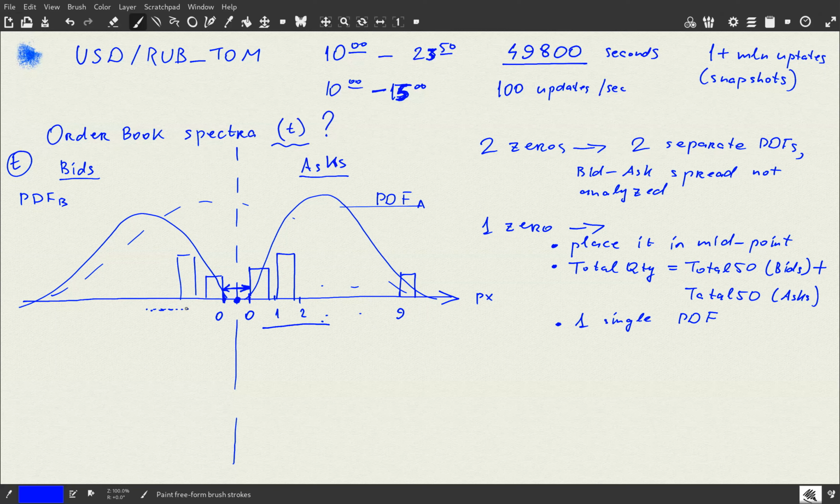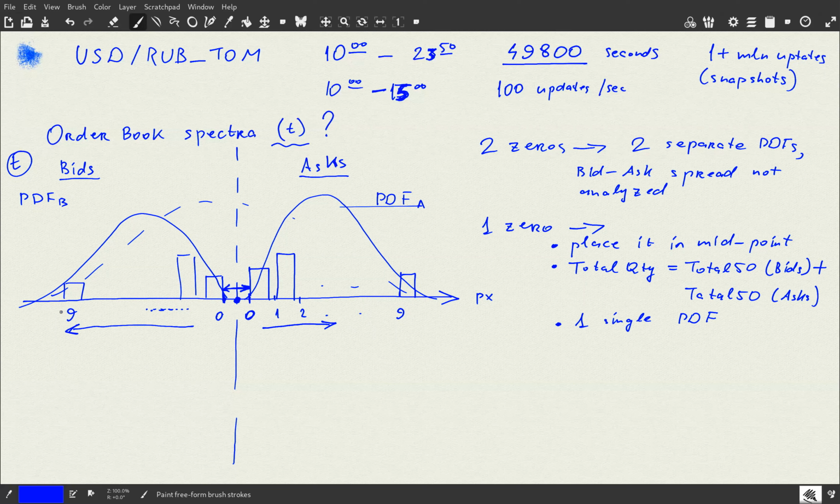Actually, for me, it's not clear why we should consider them as negative ones. I would say probably not. What you should do is just to number the intervals. You number the intervals from 0 to 9, if two zeros. Then you go into the depth of the book. For asks, you do it in the increasing price direction, and for bids, in the decreasing price direction. But still, you number your intervals from 0 to 9.